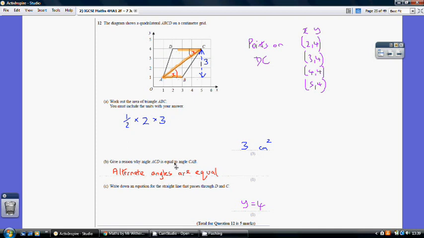They've got alternate views. Now part C, write down an equation for the straight line that passes through D and C. Well, think about all the points that would be on the line DC. So for example, 2, 4, 3, 4, 4, 4, 5, 4. So these are a number of points which are on the line DC. And what do you notice about these points? Well, the y coordinate is consistently 4. So the name of this line is y equals 4.